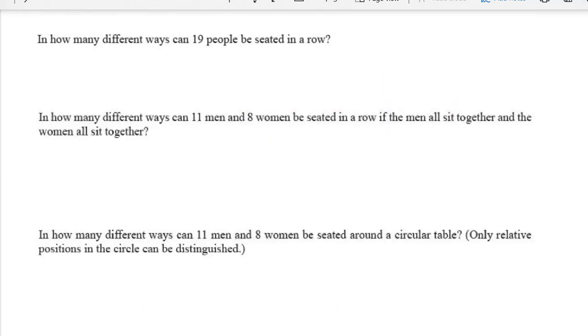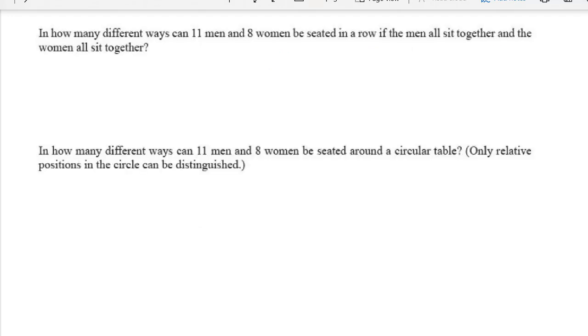This is very simple. How many different ways can 19 people be seated in a row? You could stop the video and think about it. Very simple, because there are no restrictions, just in a row like this, we could have 19 factorial different ways.